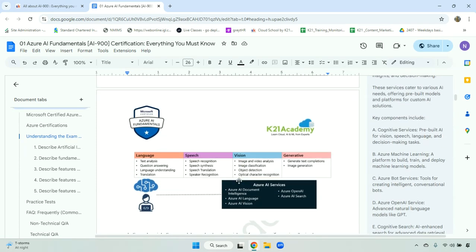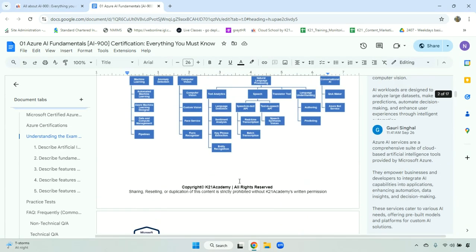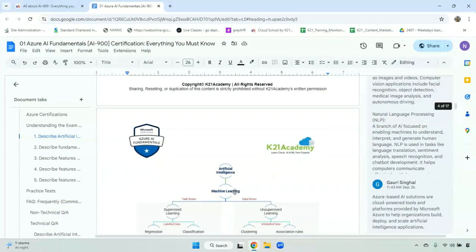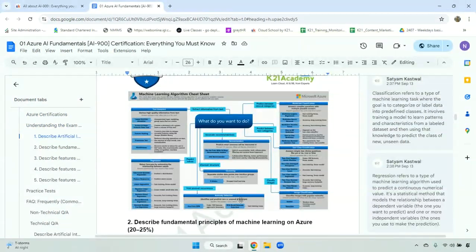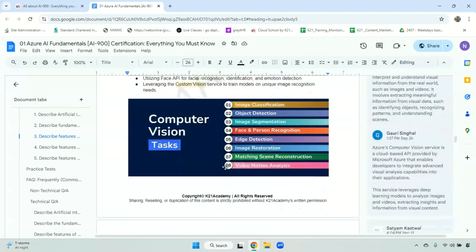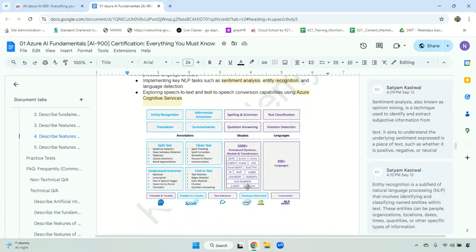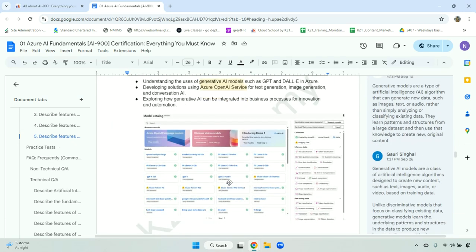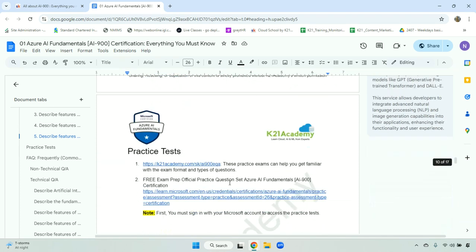What is the exam structure? How is it going to be? What is the weightage given to each and every module? Everything we have included in this particular document. Let me scroll down and show you what all things it has. This is what I'm talking about, the weightage and what all topics within a particular module need to be focused on. All those things we are discussing.